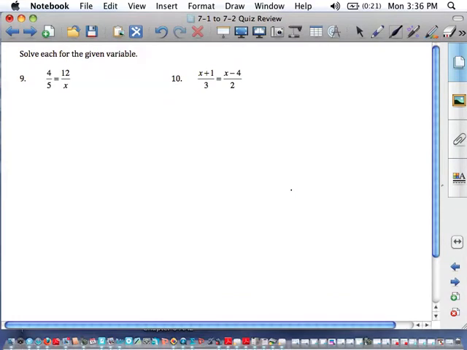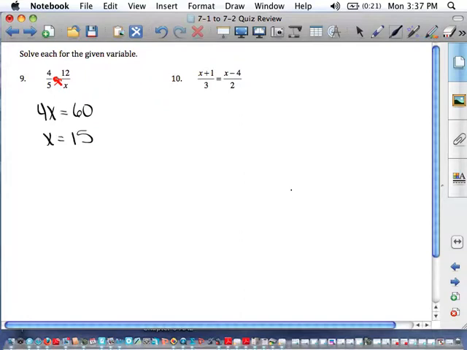The next thing you need to do is make sure you can solve the proportions. Remember, in the proportions, you're going to cross multiply. So when you cross multiply these, you should have 4x equals 60. 5 times 12 is 60. So x is equal to 15.